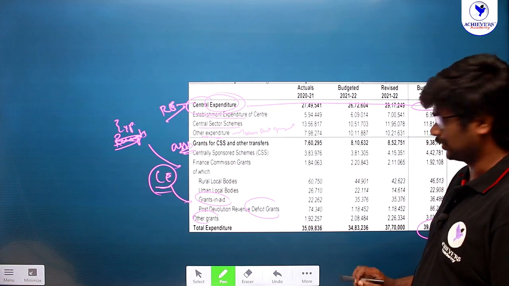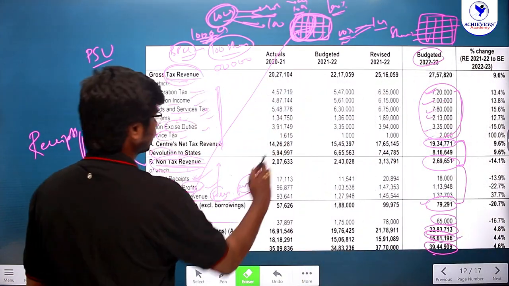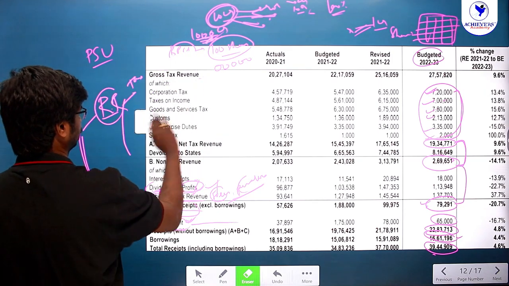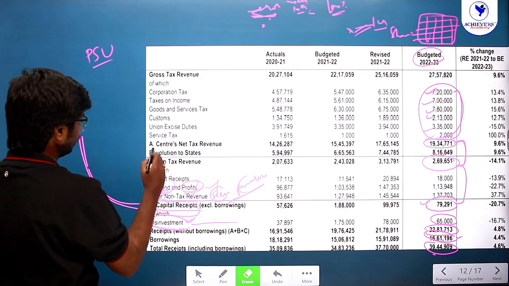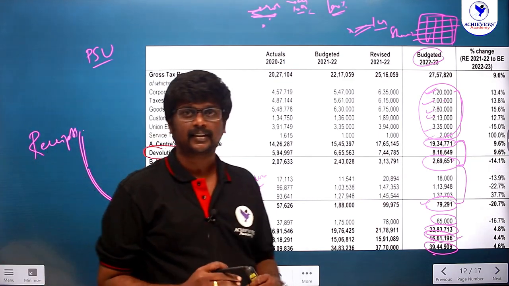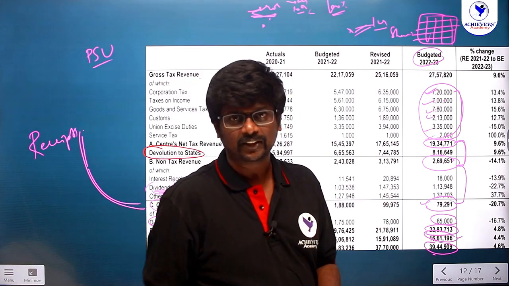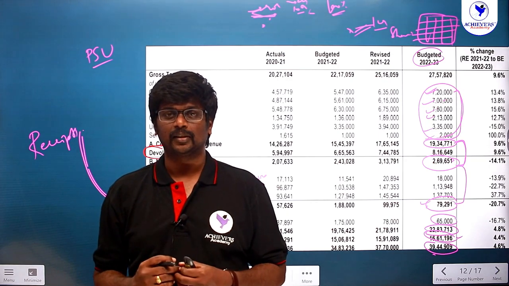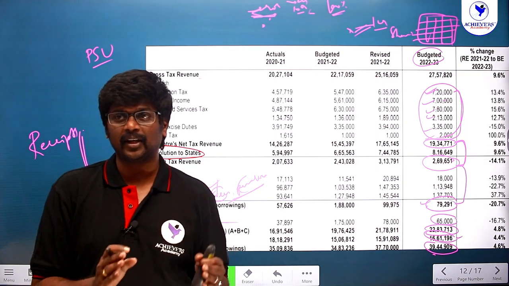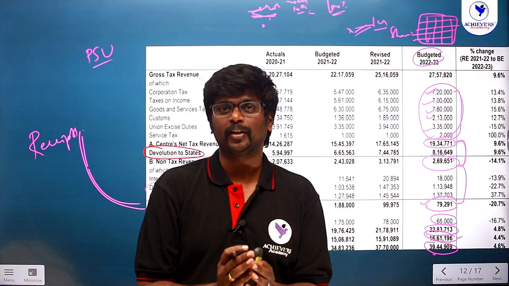So finally expenditure is 39 lakh crores. Okay, so previous slide lo we have not discussed this particular point. Okay, that is devolution to states. So what does this devolution to states mean? Ante, like I said before, states also have their own budgets and the central government will also have their own budgets. Enduku? And I also asked a question, I've also explained this question as well by saying that the state budgets will be announced at a particular point of time after the central government budget is announced. The reason is a part of the central government's revenue is shared to the states.